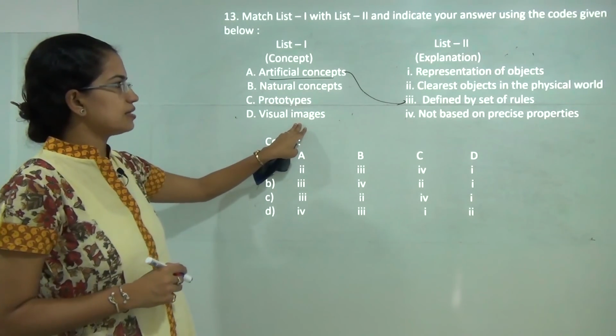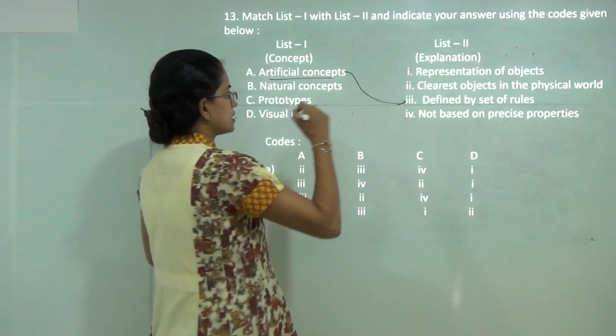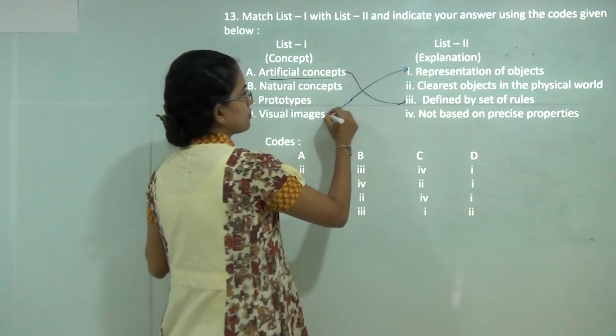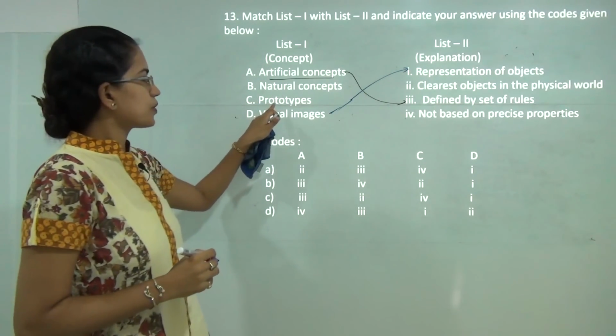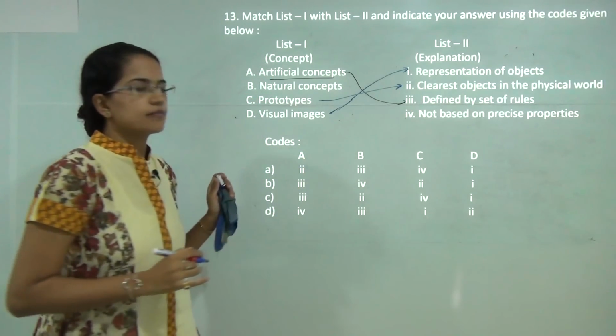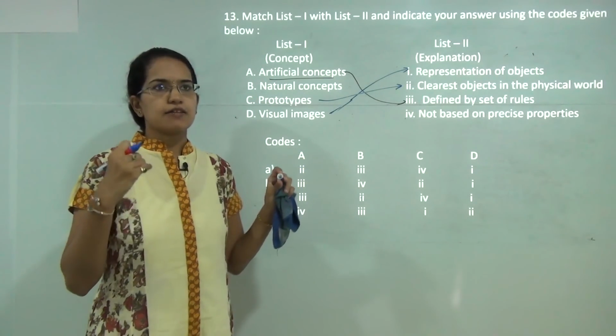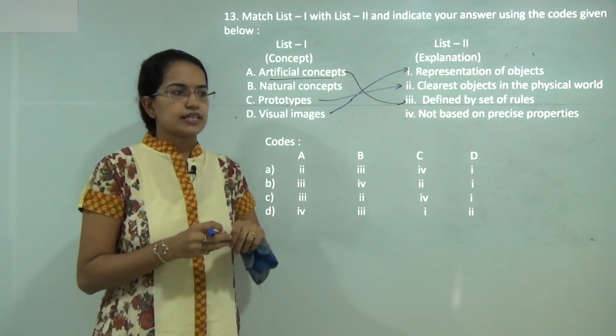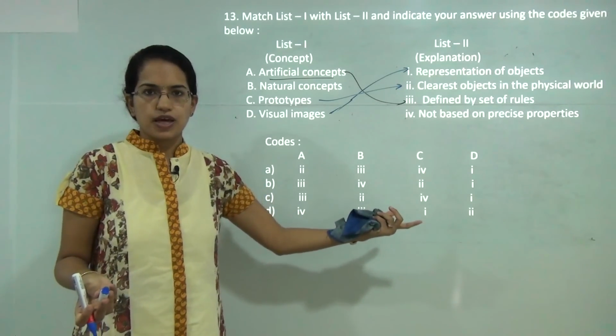Then you have visual image. Visual image is a representation of the object of the world, and you have prototype as the clearest object that is given in the physical world. So for example, if I say what would be a prototype of a bird, I can say sparrow would be a good prototype of a bird.